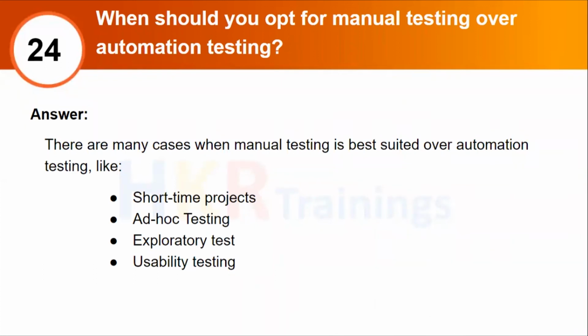And ad hoc testing, exploratory testing, usability testing. Ad hoc testing is when two testers are testing a single module at the same time. Here also we cannot do automation testing. Exploratory testing is a similar kind of ad hoc testing. In exploratory testing, we don't know what to test. We'll just learn and test, learn and test. In ad hoc testing, we first learn what to test and then we start testing.